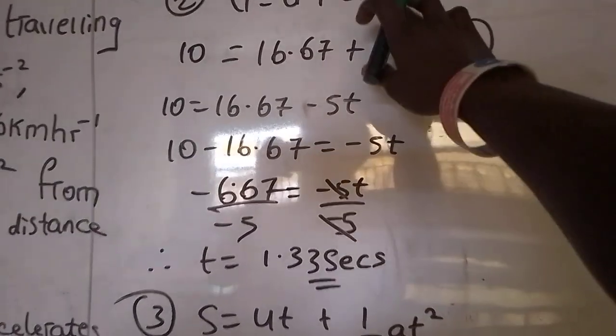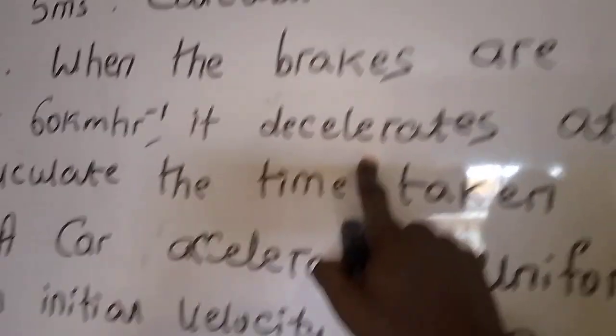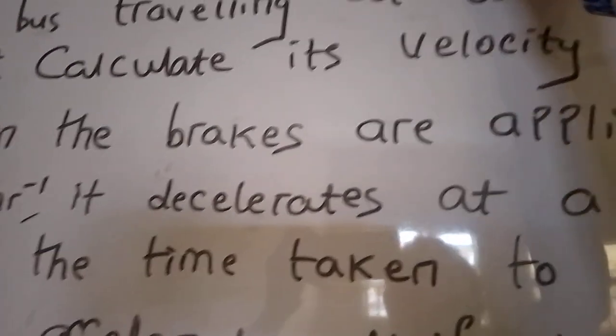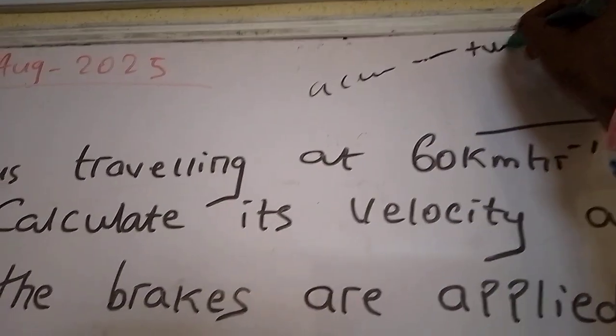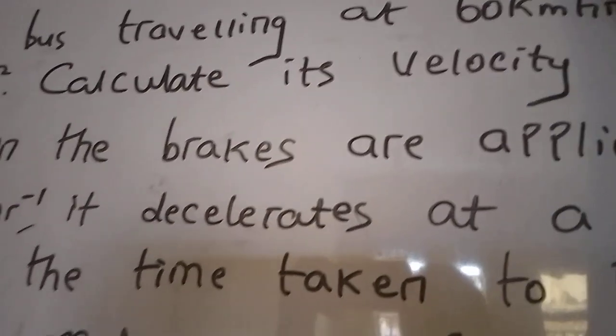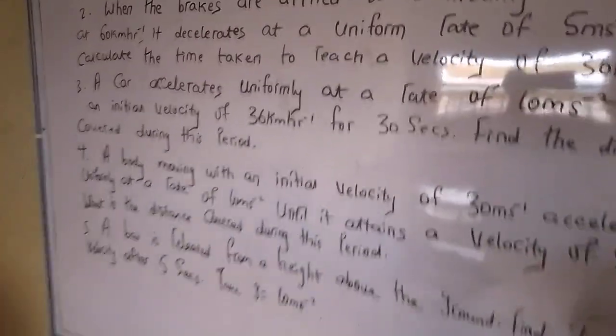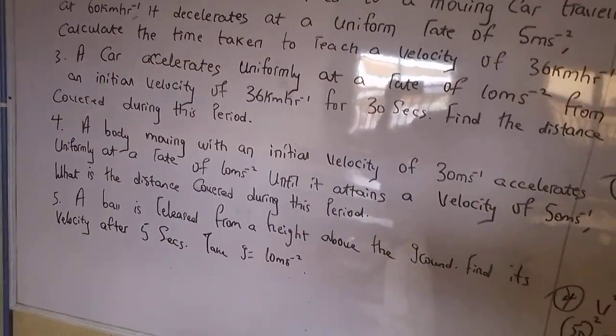For number 2, we are looking for our t. They made mention of the word decelerate. Deceleration is negative acceleration. If acceleration is speed increasing, it is positive. Deceleration will be negative. Alright, so that is that for that question. Now let's go to number 3.